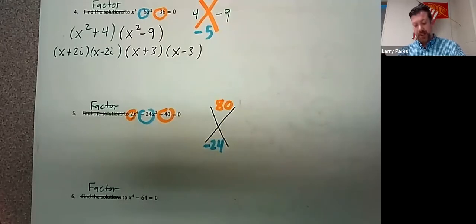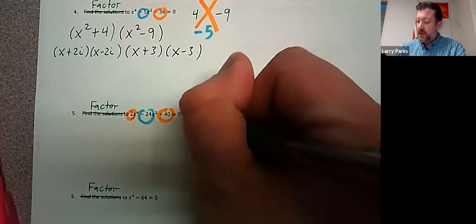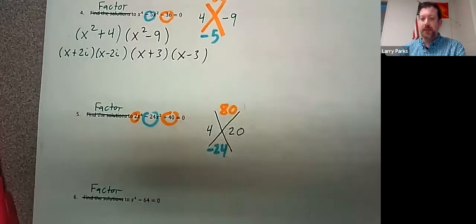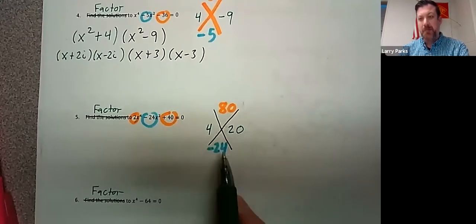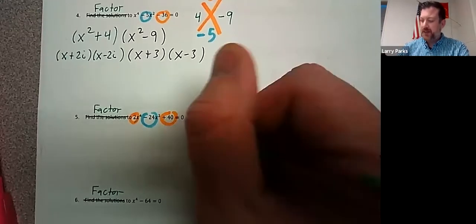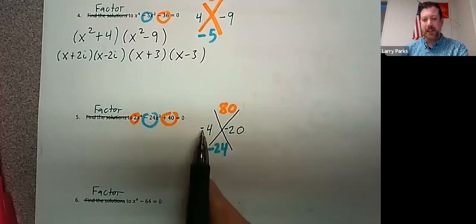Let's see, 80 divided by, well, that'd be 2 and 40. 4 and 20, 4 times 20. Oh, there it is, 4 and 20. So if I take 4 times 20, I get 80. If I take 4 plus 20, I get positive 24. So to fix that, I'll just change those both to negative, because negative times negative is positive, negative plus negative is negative.